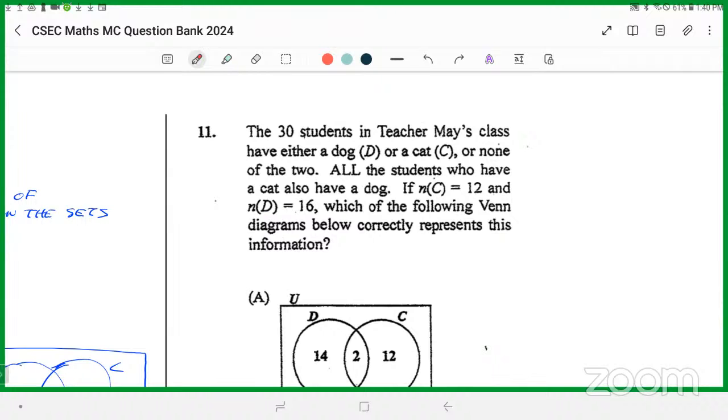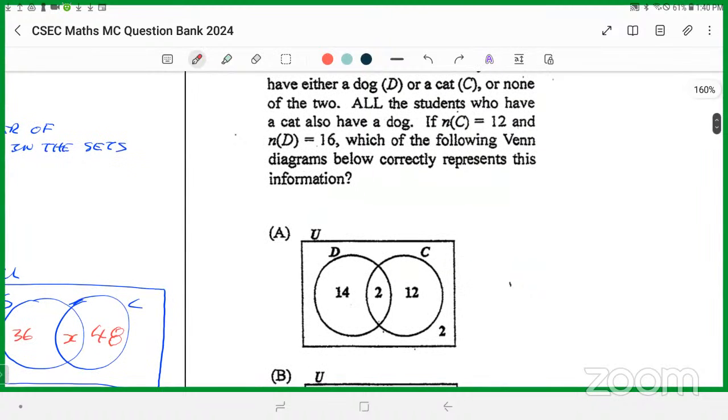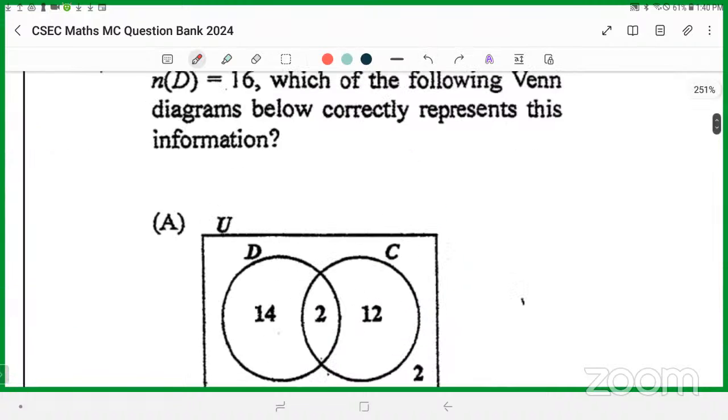Represent the information. So it's a process of elimination. Look how we can eliminate as we go. First, he said the number of cats is 12. Right now, this is 14. That makes it wrong already. The number in this cat region right here is 14. So this makes it wrong. Right here, we have 14.